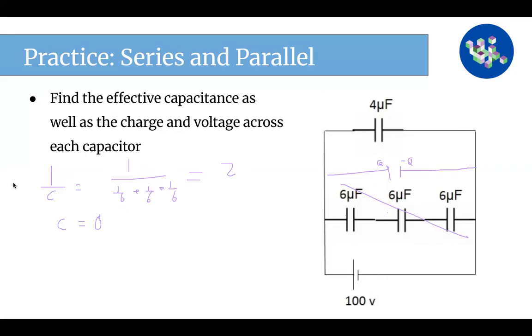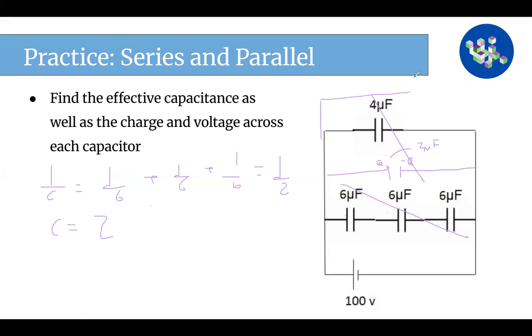Sorry. Okay, 1 over C is 1 over 6 plus 1 over 6 plus 1 over 6, which equals 1 over 2. So that means C would be equal to 2. So I'll replace this with a capacitor of 2 microfarad. And I can further replace these two capacitors in parallel with, instead, a 6 microfarad capacitor.